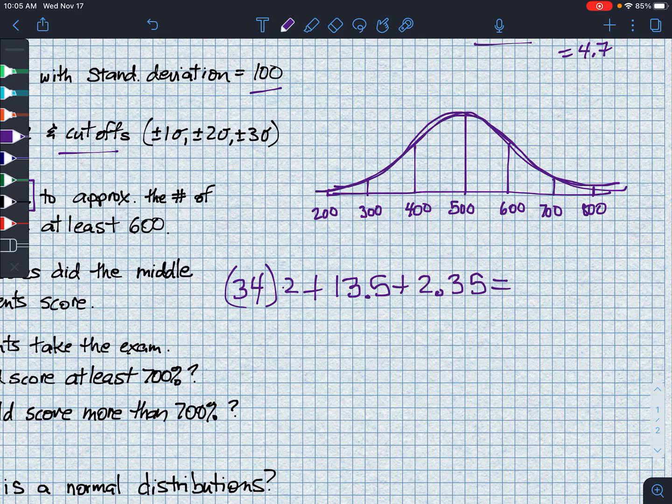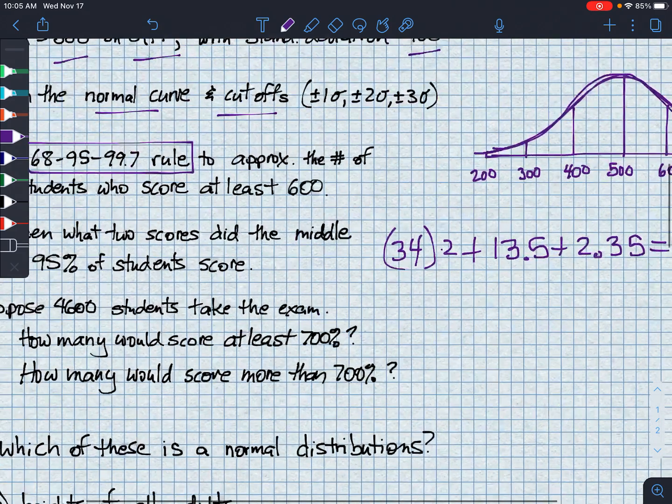All right, and that tells me, according to my TI calculator here, 90, no, I didn't do that right. 68 plus 13.5 plus 2.35. All right, at 83.85% of my population. All right.